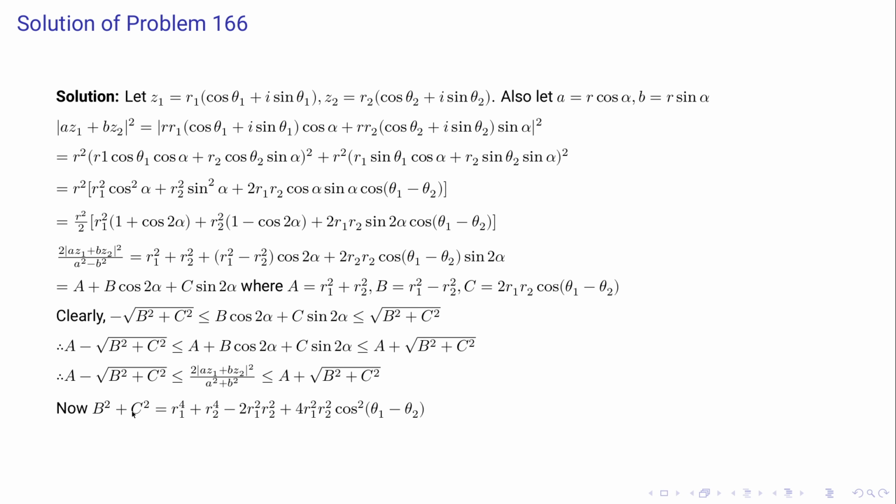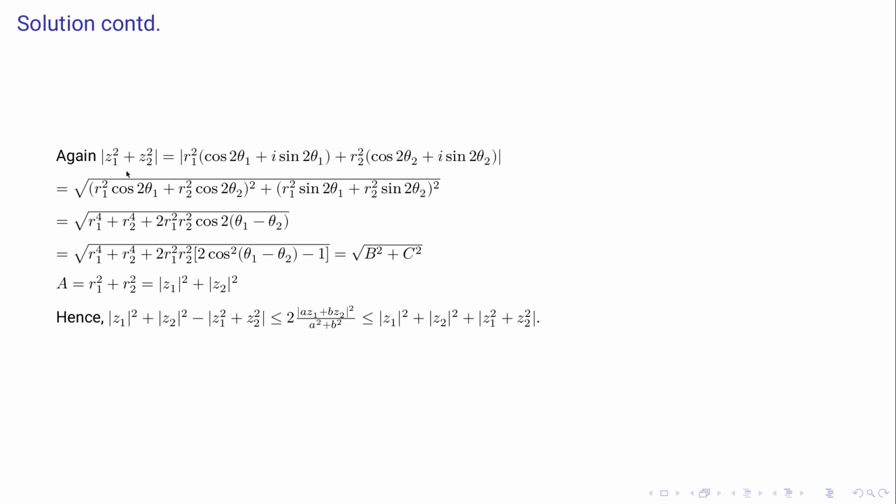Now B square plus C square would be R1 to the power 4 plus R2 to the power 4 minus 2 R1 square R2 square plus 4 R1 square R2 square cos square of theta 1 minus theta 2. Now mod of Z1 minus Z2 square, mod of Z1 square plus Z2 square we compute, we get this equal to B square plus C square after algebraic and trigonometric manipulations. So A is equal to mod of Z1 square plus mod of Z2 square, and thus we have proven the desired result.